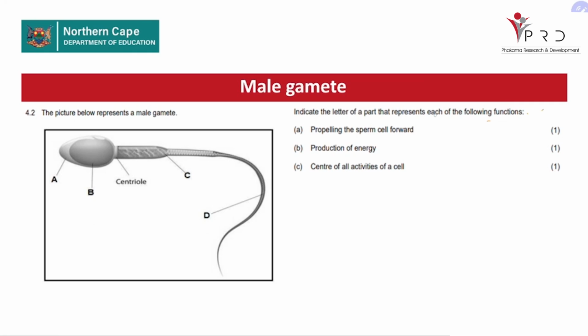The one which is propelling the sperm cell forward has to do with movement. Then it talks about the production of energy. Which one produces energy? Production of energy is in the middle piece because there is mitochondrion there. The center of all activities of a cell occurs in letter B. Okay, that is what is expected. Letter B, because there is the nucleus, which is responsible for life activities.